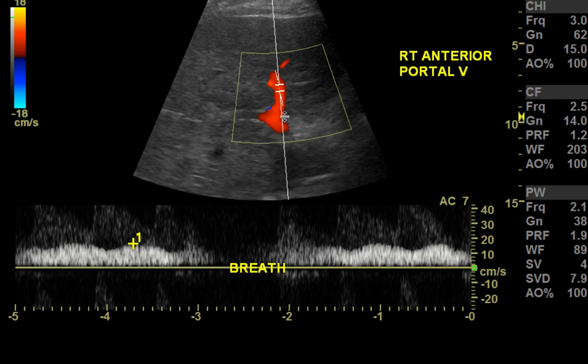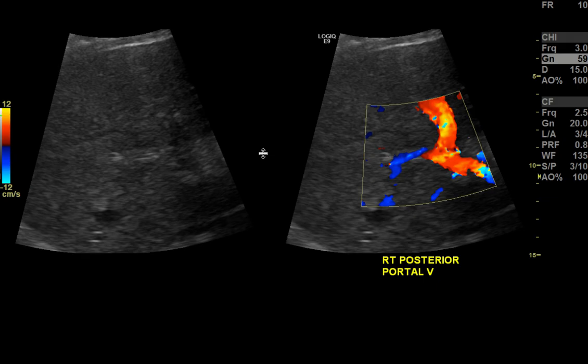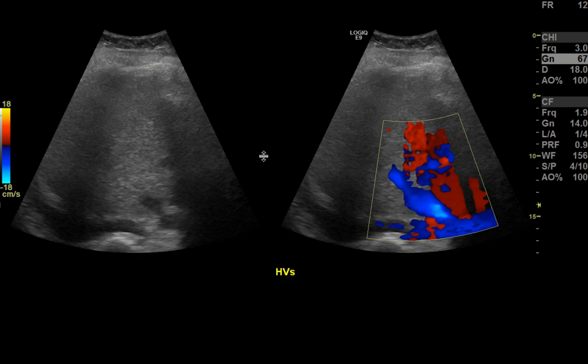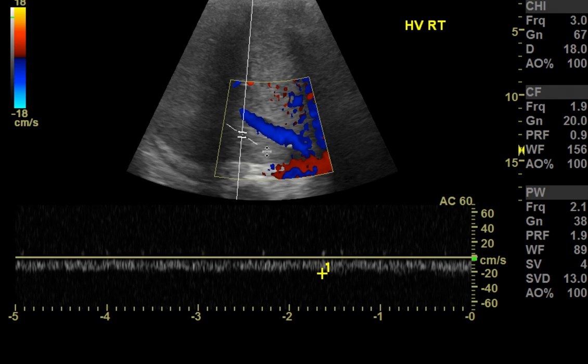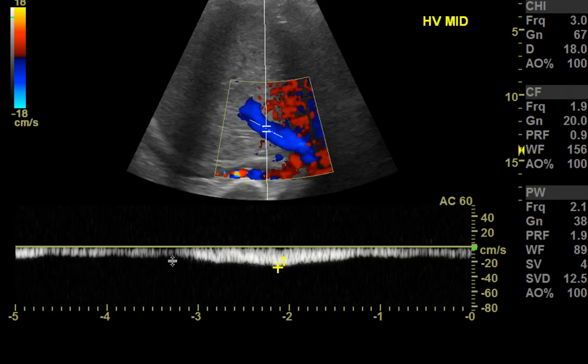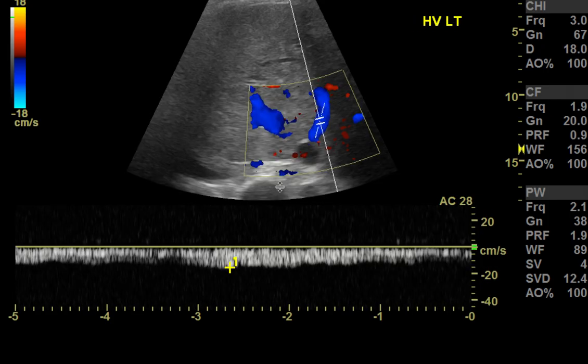The anterior branch of the right portal vein is demonstrated going the correct direction, and same thing with the posterior branch. The thing that was abnormal about this patient is if you look here, you can see that there's a flattened waveform here within the right hepatic vein, also within the mid hepatic vein and the left hepatic vein. And normally these have the same kind of waveform as you would see in the inferior vena cava with the ASVD waveforms. And this one just looks fairly flat.